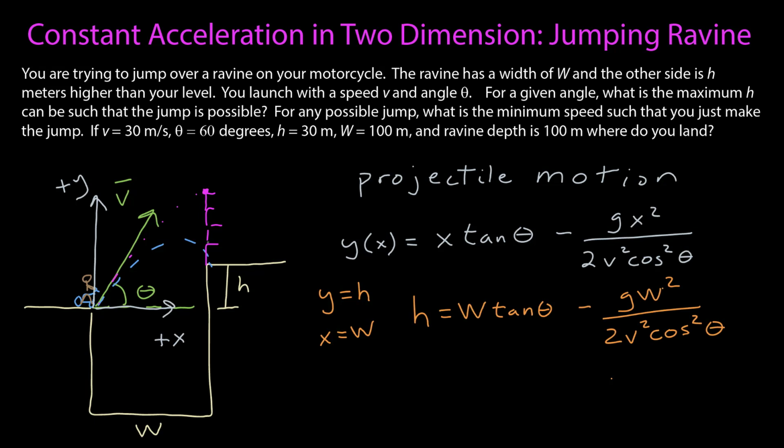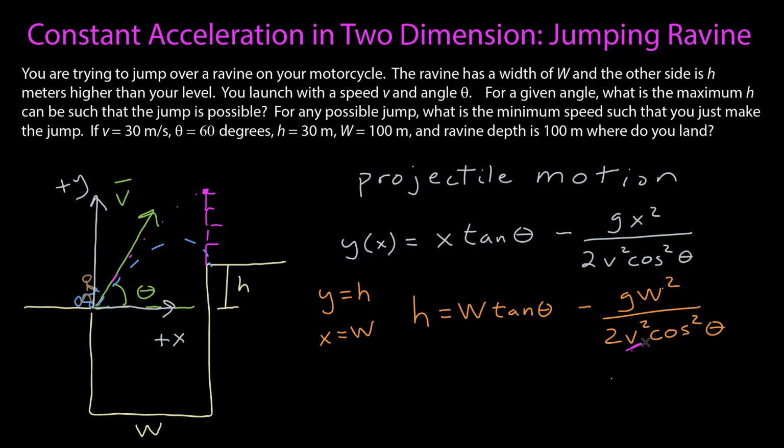So now what can we do? So we've raised h some more. What can we change to be able to make the jump? Well, theta, w, g, all of those aren't changing. The only thing you can change is v. So you have to launch with a faster and faster speed as h gets higher.